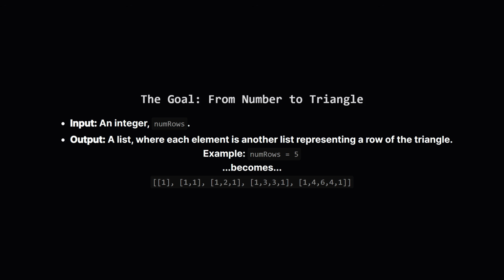So our input is just one number, like 5. Our output needs to be a list of lists. For an input of 5, we'd return 5 lists, with each one representing a row of the triangle, just like you see here. The structure is important. It's a list that contains other lists of integers.